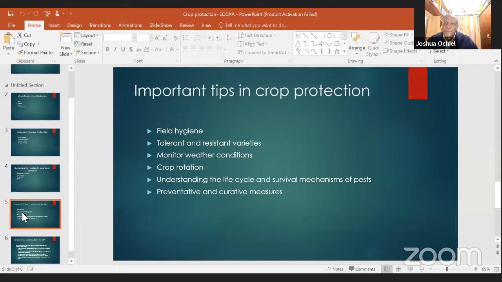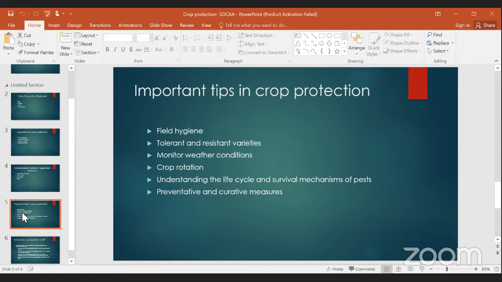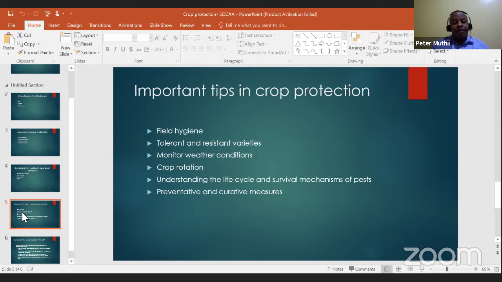So you really want to understand the kind of method that you're going to use to protect this crop from this pest. Is my method going to address the adult pest? Is it leaving out the eggs or even the larval stage? So as a farmer, you need to understand which approach you need to use that will address the whole problem. That's a very important tip that farmers need to understand.